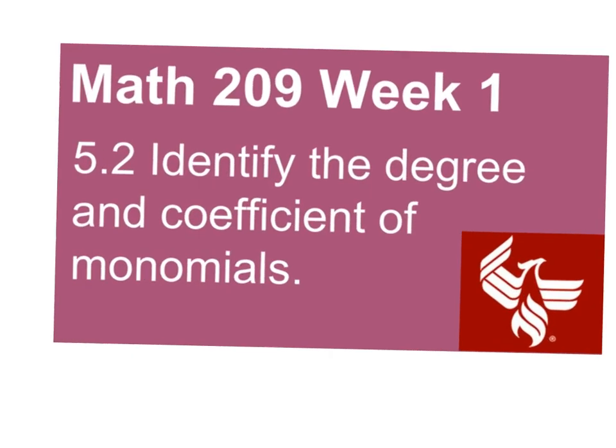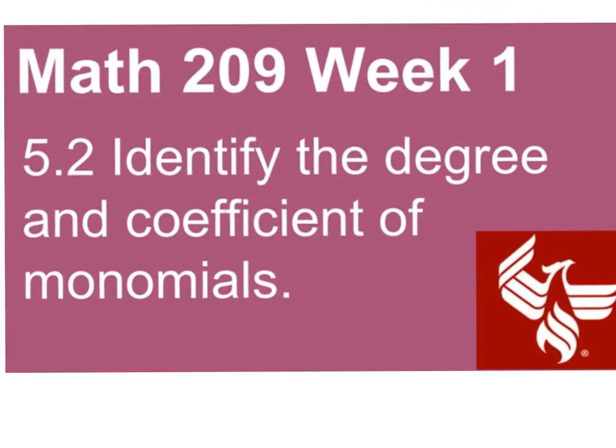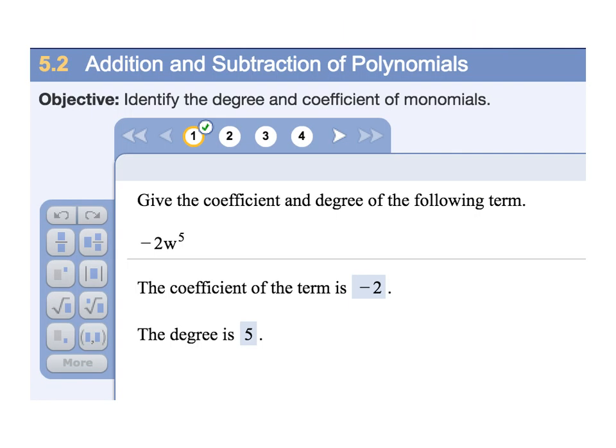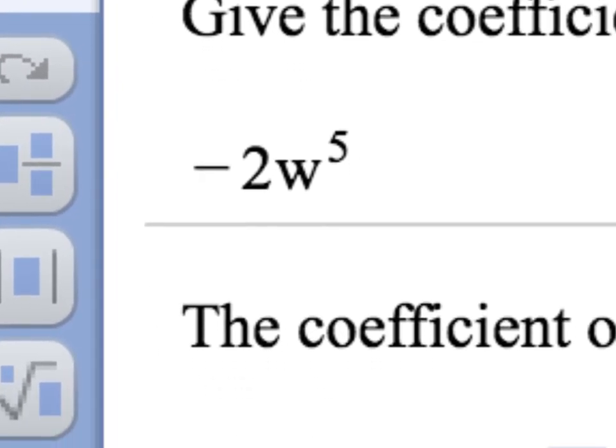All right, this is Math 209, Week 1, Section 5.2, and we're identifying the degree and coefficient of monomials. This is just a lot of vocabulary here. So when it says give the coefficient and degree of this following term, the coefficient is the number in front. So let me zoom in here. It's the number in front of the variable. In this case, the coefficient is -2.